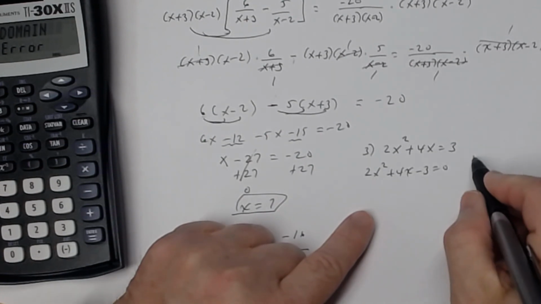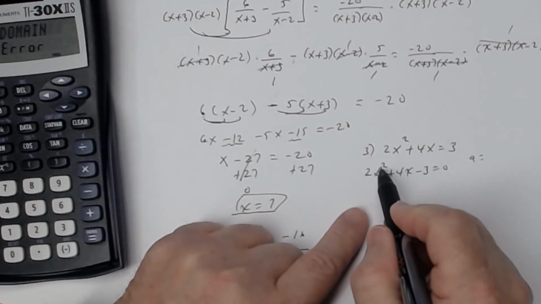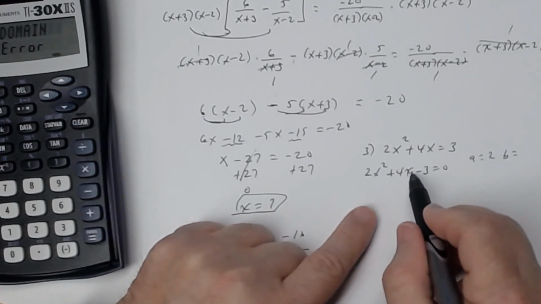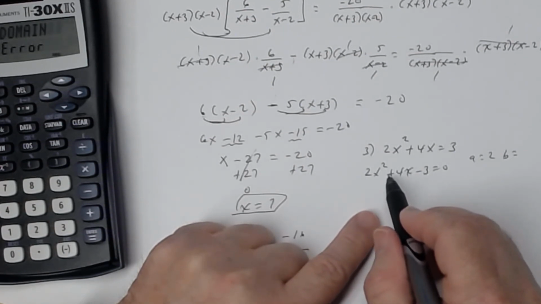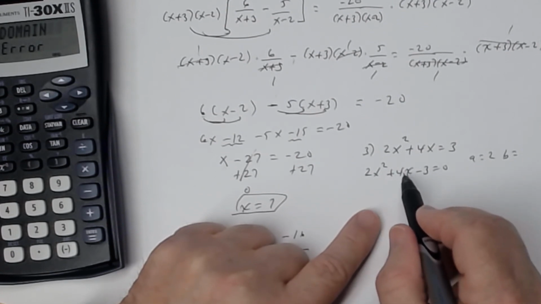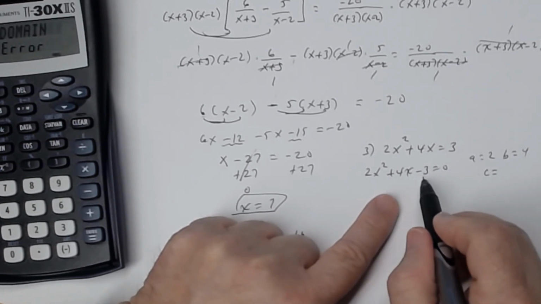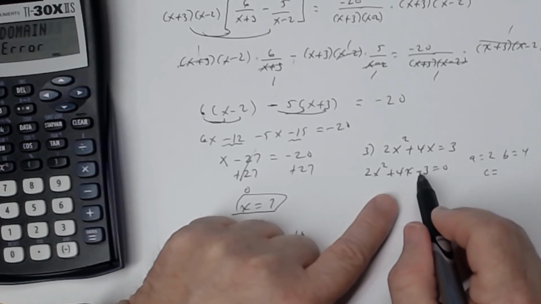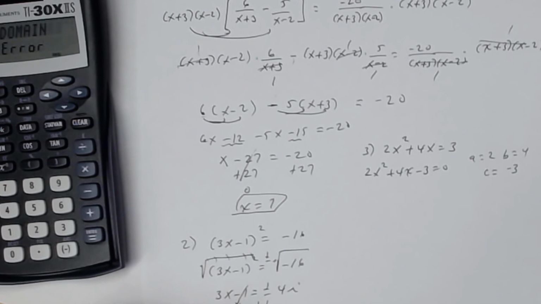So a, remember, is going to be the coefficient of x squared. So that's 2. b is the coefficient of x. That's a positive 4. Got to keep the sign. If this was subtract 4x, then b would be a negative 4. In this case, it's a positive 4. And c is your constant, a negative 3. Don't say 3. That's a negative 3. Subtract 3, negative 3. So there's a, b, and c.